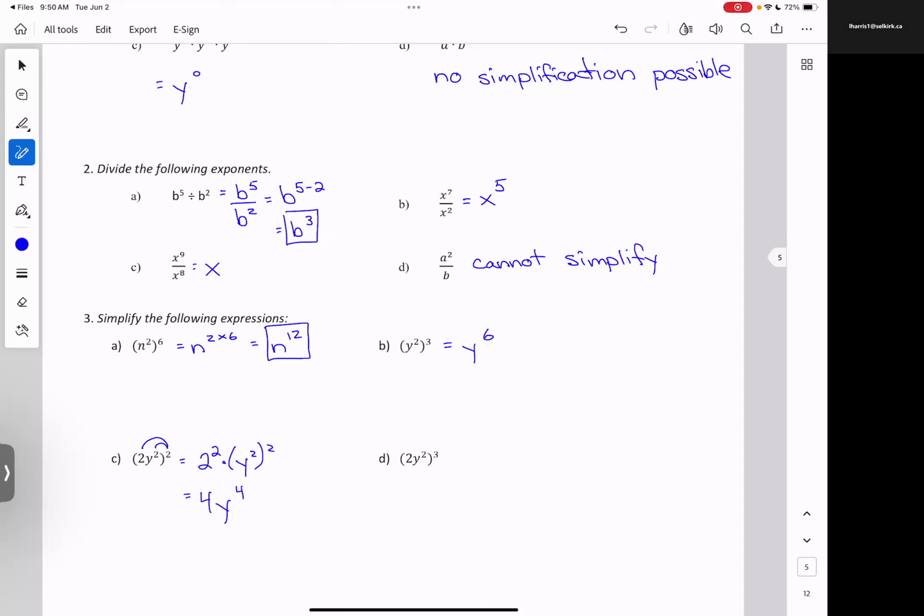Okay, and next one, same thing. We have to distribute out that exponent. And so we get 2 to the power of 3 times y squared to the power of 3. And be careful, lots of students want to write 6 for 2 to the power of 3 and think multiply, but 2 to the power of 3 means 2 times 2 times 2, or you can use your calculator, 2 to the power of 3, to get an answer of 8. So we get 8y to the power of 6.